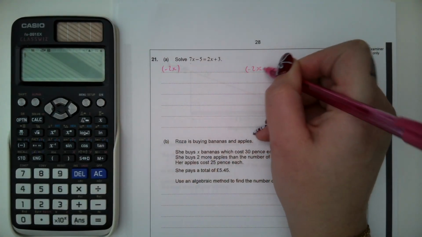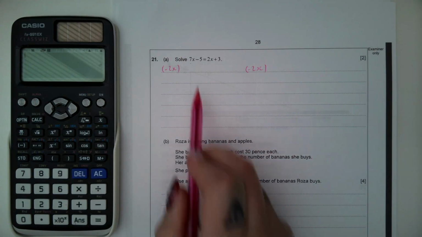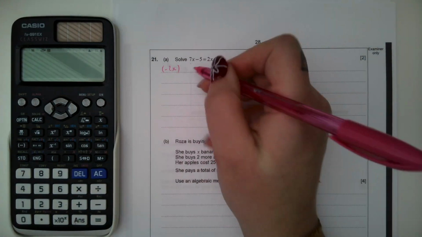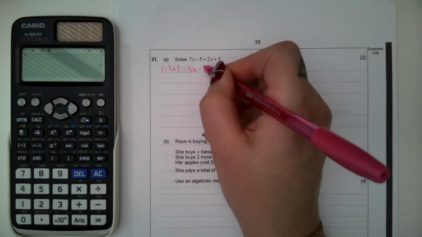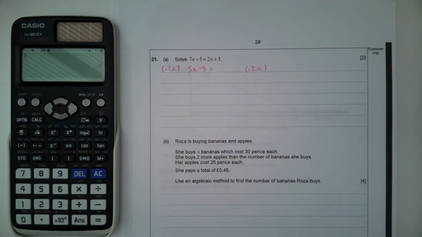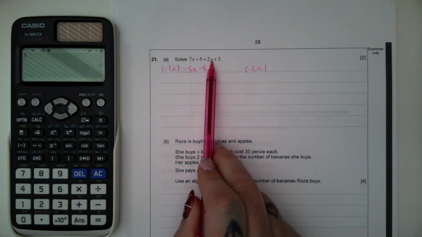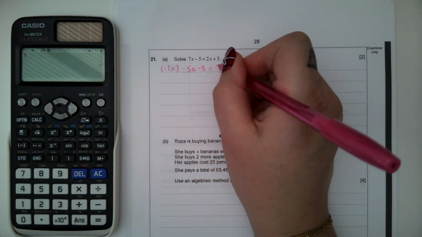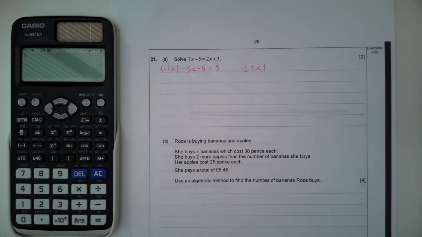So I'm going to subtract 2x from both sides. When I subtract 2x from the right hand side, 7x subtract 2x is 5x, and then I've still got the subtract 5 there. When I subtract 2x from the right hand side, that eliminates the 2x and just leaves me with that positive 3. Now, because I'm solving, I'm aiming to get it in terms of x equals.